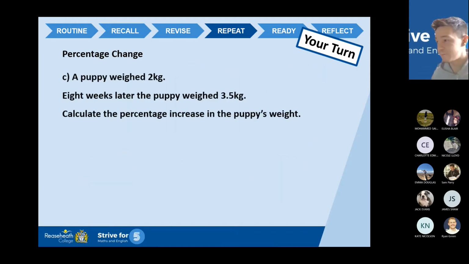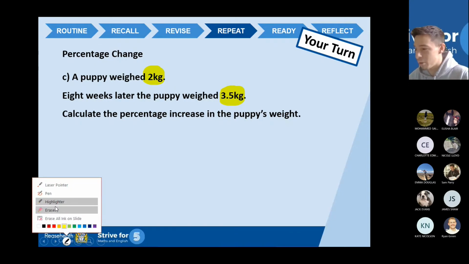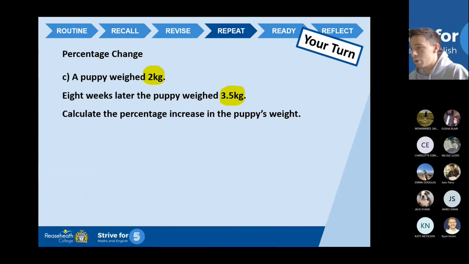Okay, this was number 3 then, or question C. This involves a little puppy. A puppy weighed 2 kilograms, okay? 8 weeks later, the puppy weighed 3.5 kilograms. Calculate the percentage increase in the puppy's weight. So me and Mo, we talked about this one, didn't we, a moment ago? We worked out the difference between these two values is 1.5 kilograms. Excellent. Yes, Nicole. Yeah, good. 3.5 take away 2 gives me 1.5 kg difference.